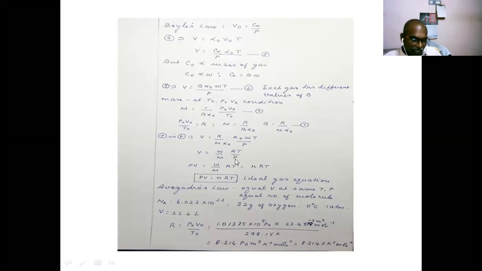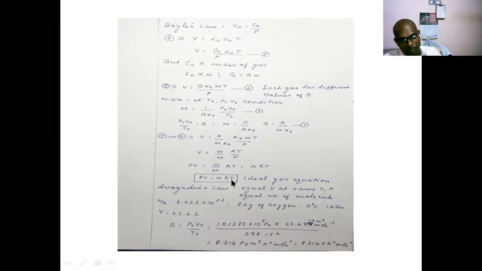So if you take this P to the other side, you are getting PV is equal to W by M RT. W is the weight of the gas, M is the molecular weight of the gas. Weight by molecular weight will give you the number of moles of the gas. Therefore, PV is equal to nRT. So this is the ideal gas equation. This is how the ideal gas equation was derived.